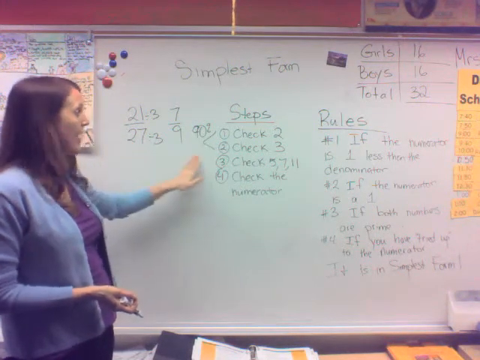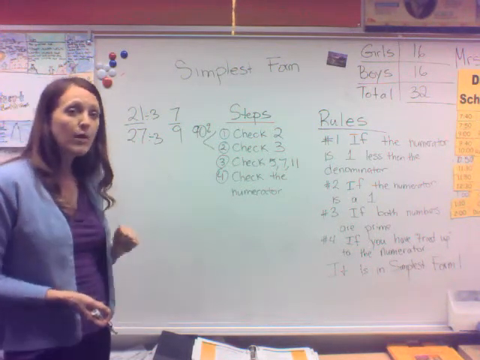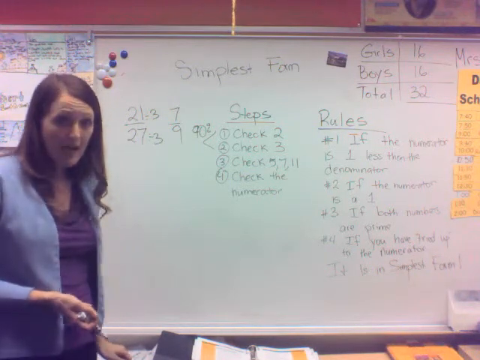21/27 is simplified into 7/9. They're the same amount, just a different name, different sized pieces.